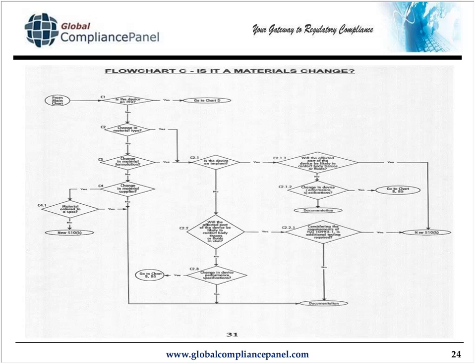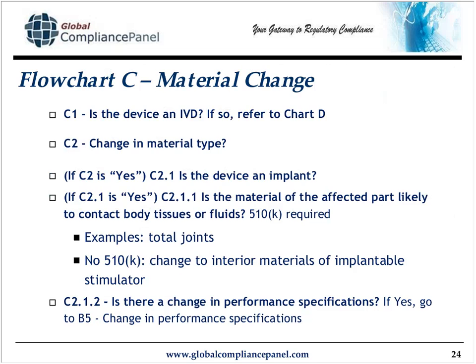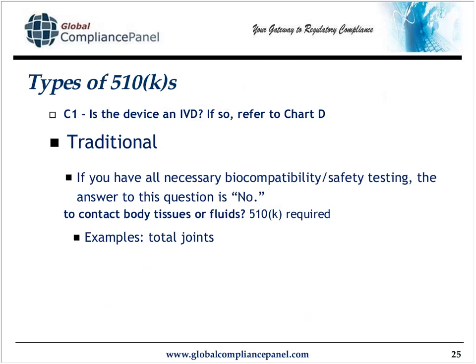In C4 and C4.1, I am not changing the material at all. I'm merely changing who I'm ordering it from, either for reasons of price or availability or delivery. But if I am not an IVD, C1, not changing the material type, not changing the material formulation, and not changing the material supplier, I can just do it internally. There's nothing that requires me to submit a 510K in that situation.